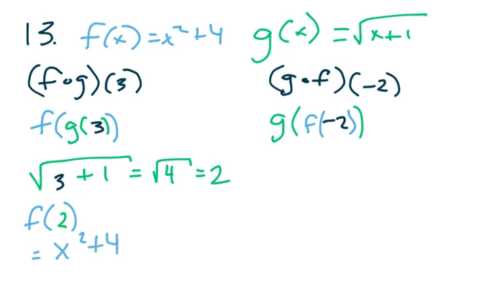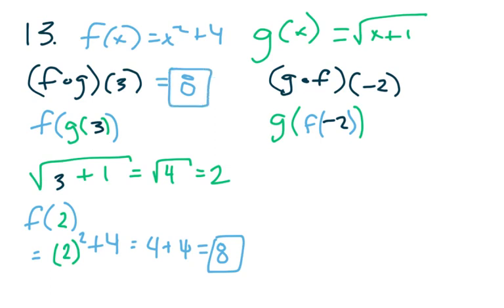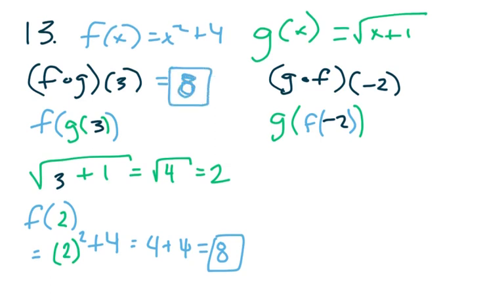And so f of 2 is going to be, where's my f equation, x squared plus 4, but our x is actually 2. And so 2 squared plus 4 gives us 4 plus 4, or 8. And so 8 is the result of f of g of 3. That's a bad looking 8, sorry.